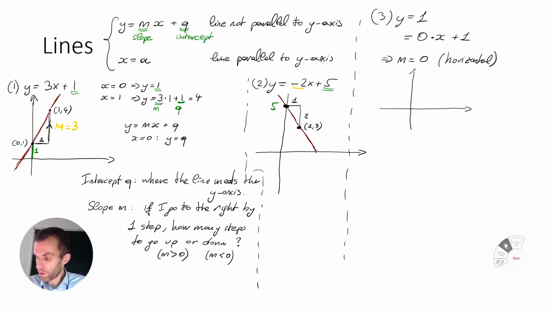Or in other words, it's a line that's parallel to the x-axis. And then where does it hit the y-axis? Well, it still has intercept 1, so it meets the y-axis in the point 0, 1 here, and then continues horizontally.